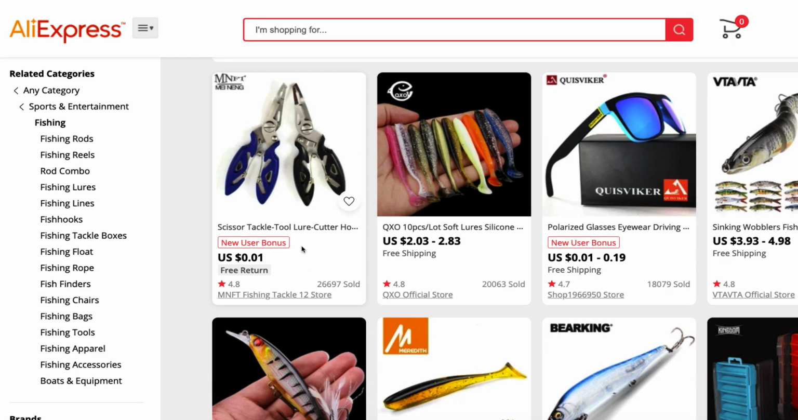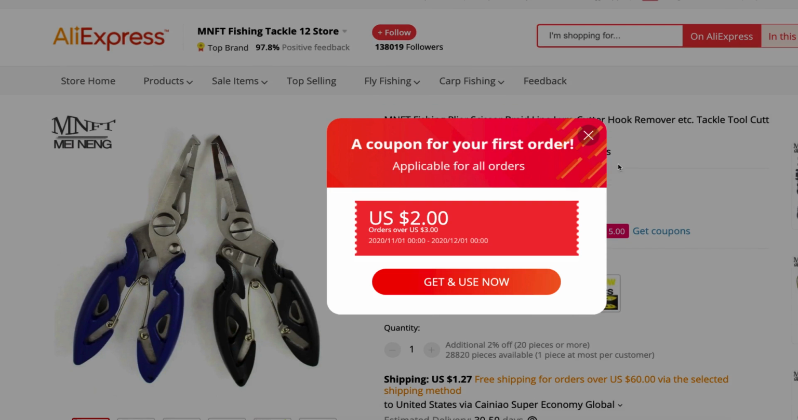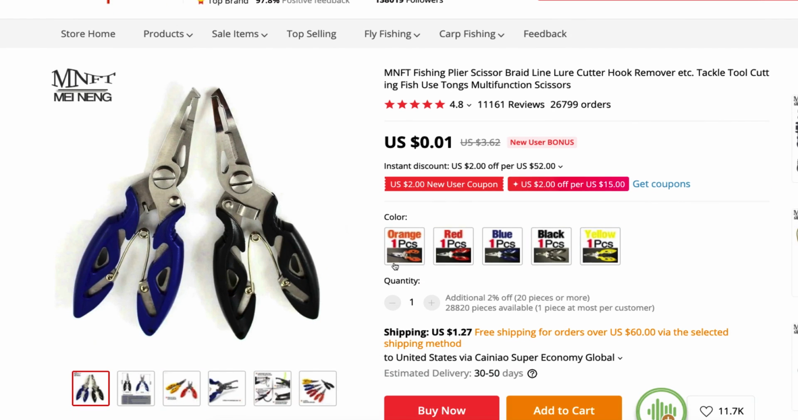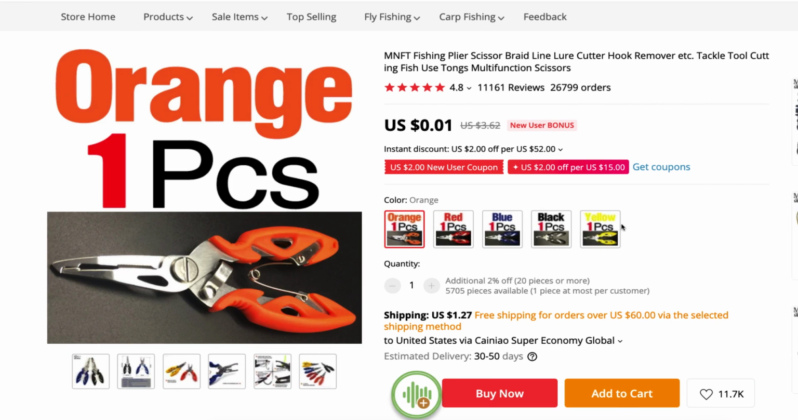So you can see, like these pliers right here, for example, they cost 1 penny. We'll take a look at that, but I don't think there's any way that could be a penny. But look how many they've sold here, over 26,000. So there must be something special about these plier scissors right here. They do have quite a few accessories on them. But let's just pick the orange ones.